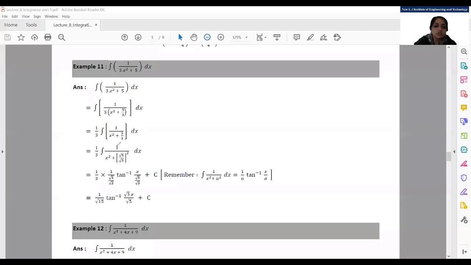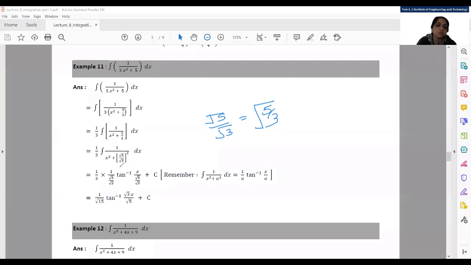So it is the integration of 1 upon x square plus a square. Okay, now the formula of the integration is 1 upon x square plus a square. What is our a now? Our a is square root of 5 by 3. Okay, both are the same because the square root of 5 upon square root of 3, or you may write square root of 5 by 3, both are equal. So our a is square root of 5 by 3.